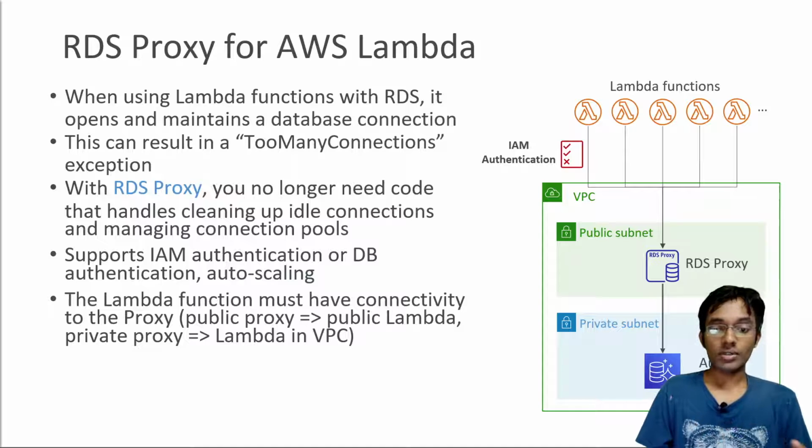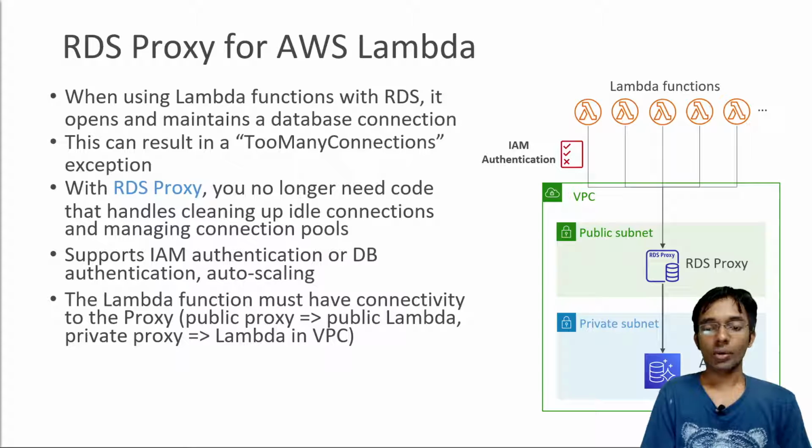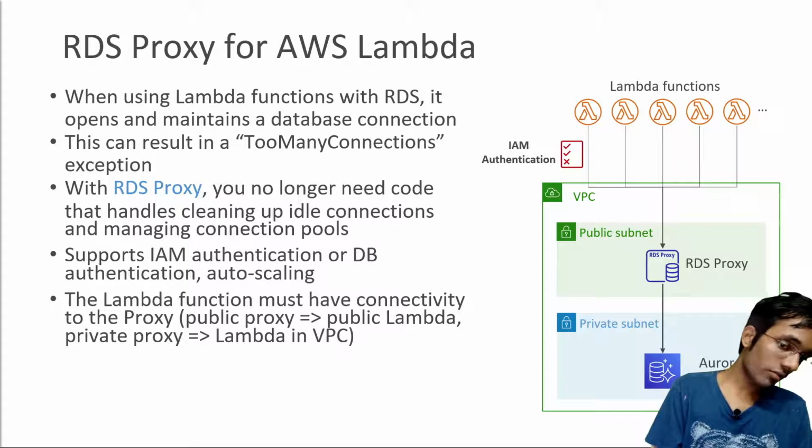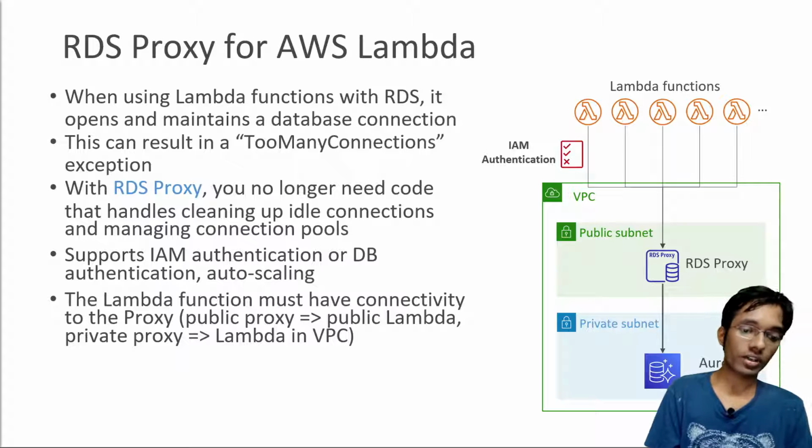So let's start from where we left off. Let's say we have an Aurora database cluster in a private subnet. We create an RDS Proxy in a public subnet, and Lambda functions which are operating publicly right now come through IAM access to the RDS Proxy and therefore access the Aurora database cluster.